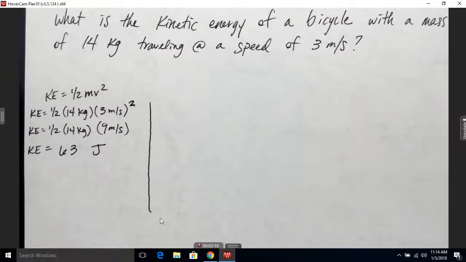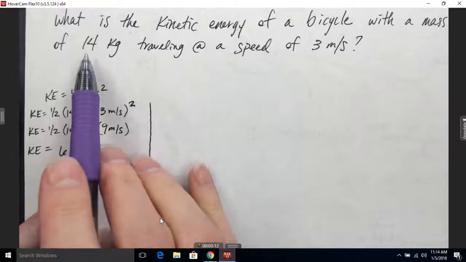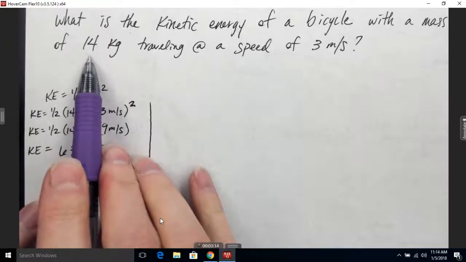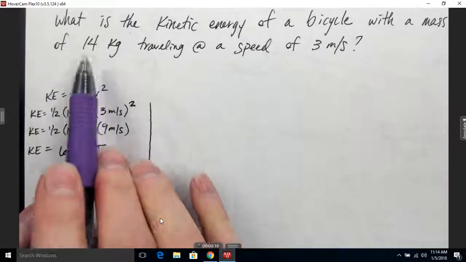Now, let's say that this mass right here gets doubled.